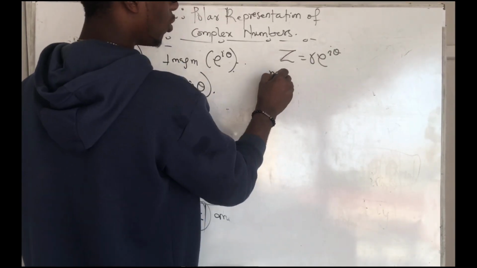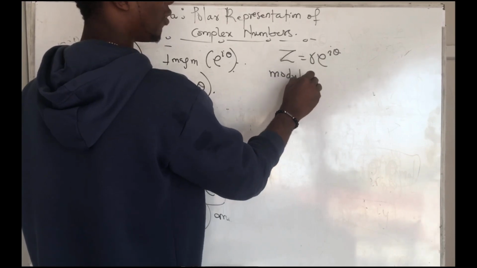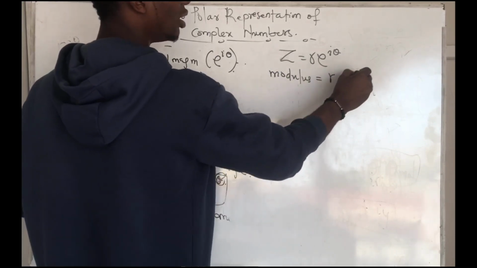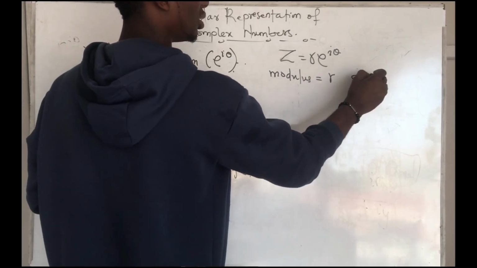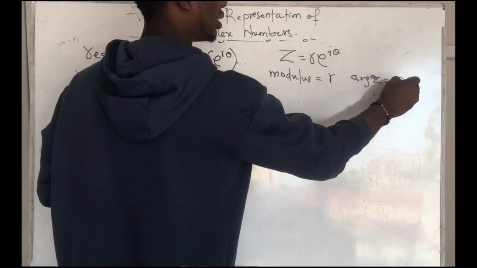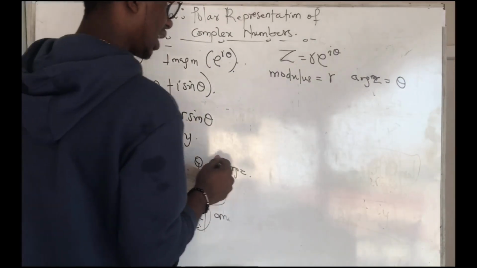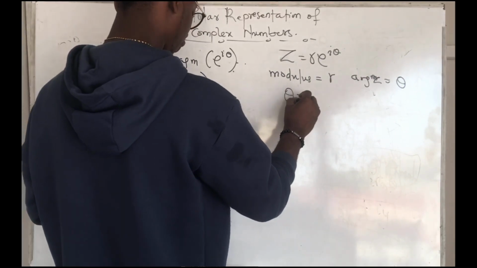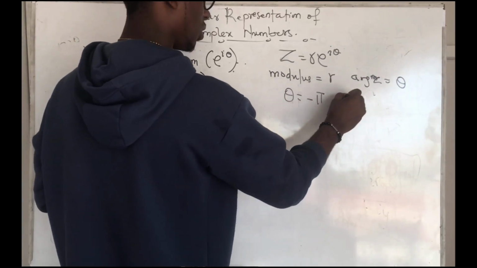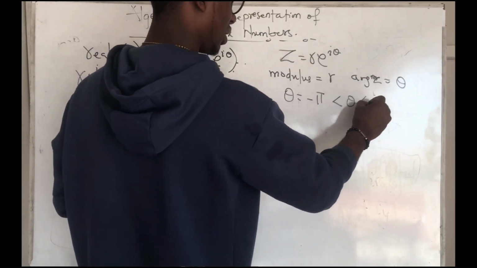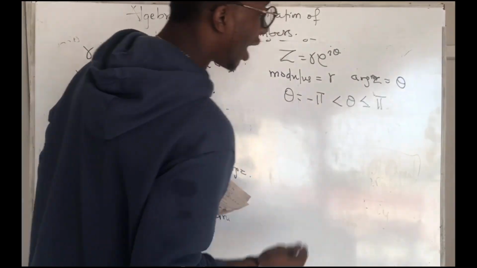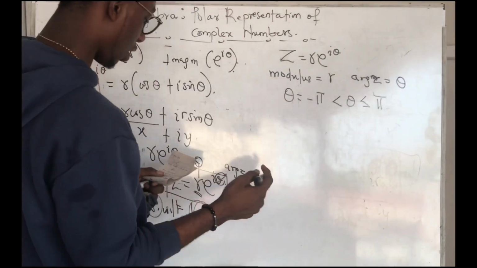So now, this is the polar form. The modulus now becomes the r, and your argument of z is now the theta. The theta here is in the range of negative pi to less than positive pi. We've done this in previous videos, so you can go and change the range.